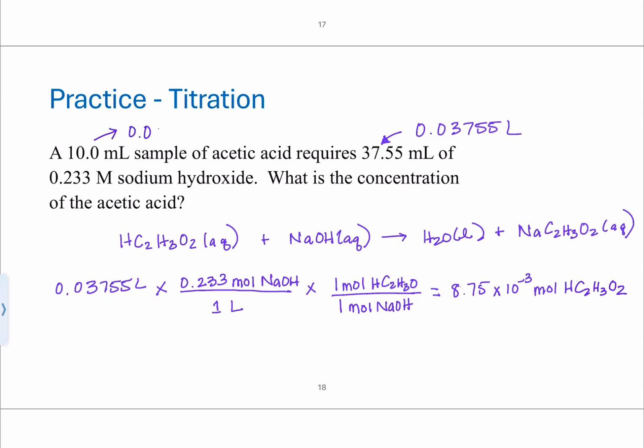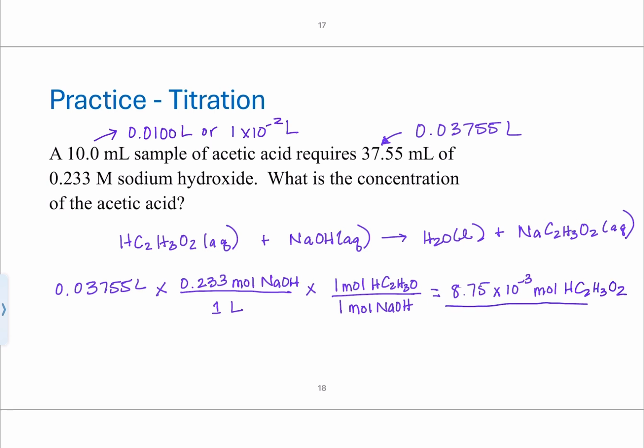The problem is the question is asking you for the concentration. So because it's asking you for the concentration, which is the same thing as molarity, we have to take the volume of the sample of acetic acid given, that's in milliliters, and convert it to liters. So if we take 10 milliliters and we convert it to liters, you should get 0.0100 liters, or 1 times 10 to the negative second liters of acetic acid.